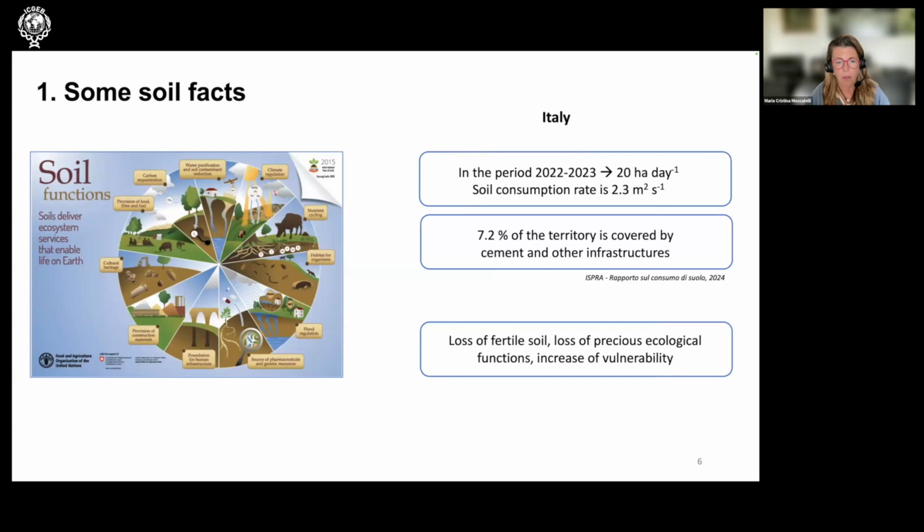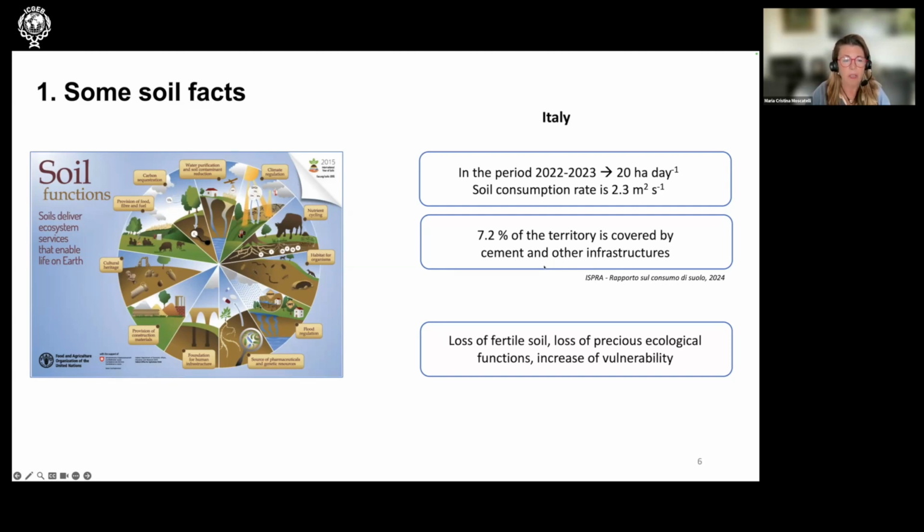But on the other side, I give you some figures for Italy. In the last year, we lost 20 hectares per day of soil through soil consumption, and the rate is 2.3 square meters per second. So 7% of the territory is lost in Italy. This is according to the last report on soil consumption released just 3 months ago. The territory is covered by cement and other infrastructure.